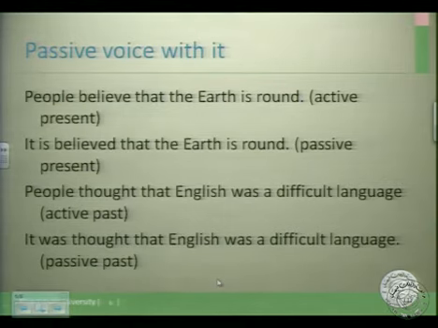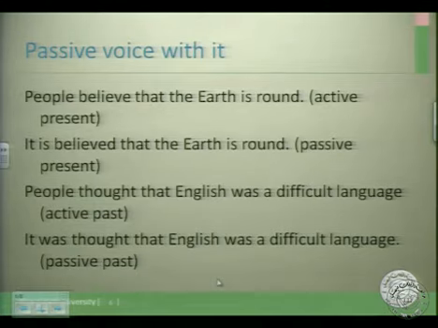Passive voice with "it". People believe that the earth is round. This is an active sentence in the present. So we can say, it is believed that the earth is round. People believe that the earth is round, we changed into, it is believed that the earth is round. So here we have another version of the passive voice. It's not as easy as what we learned just 5 minutes ago, just changing the subject and object. No, we have here something called passive voice with "it". It is believed that the earth is round.